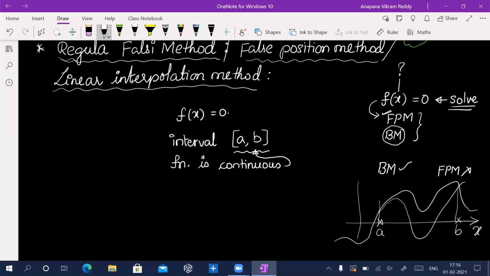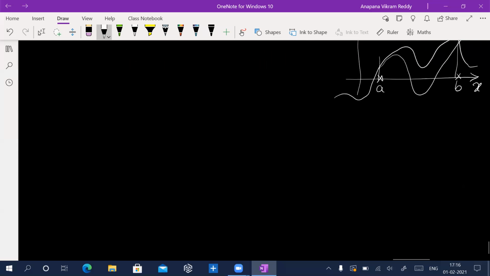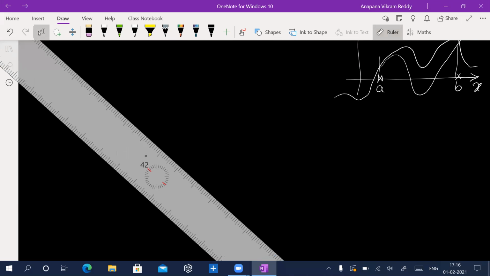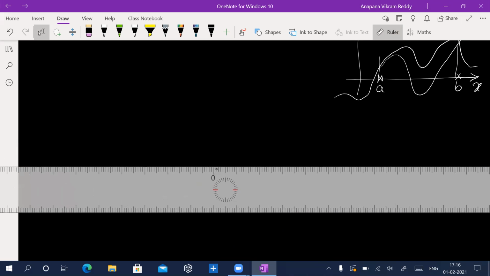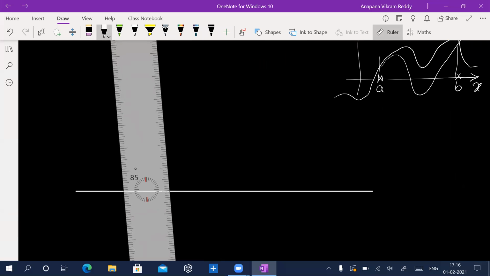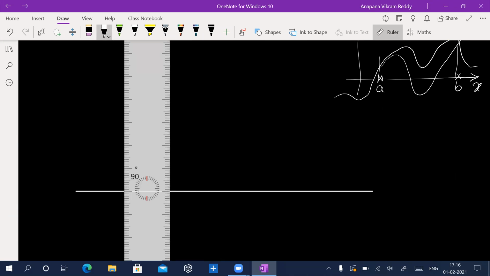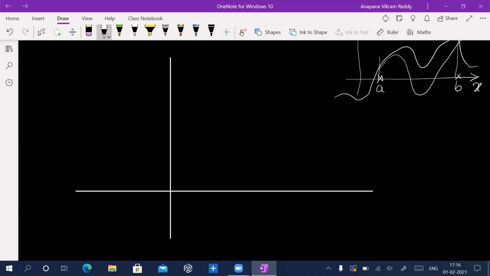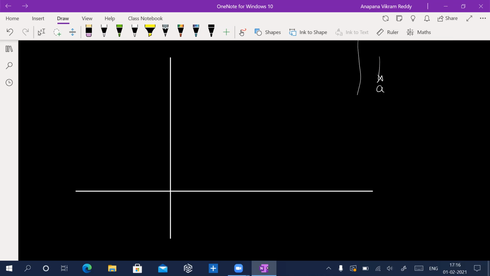So everything is as usual. There is no difference. f of a into f of b must be less than 0 within the closed interval; then only there must be a root between a and b. That stuff is the same, no difference, and it will not change. So, for example, I'm taking some concave down function. Let me remove this.